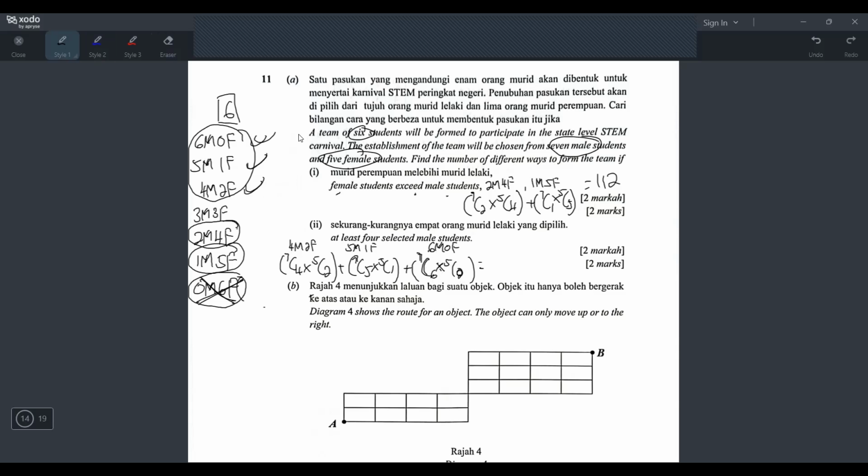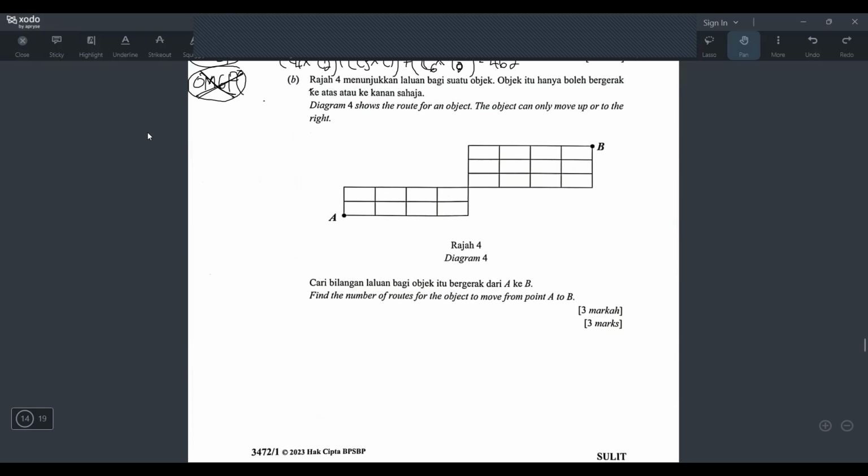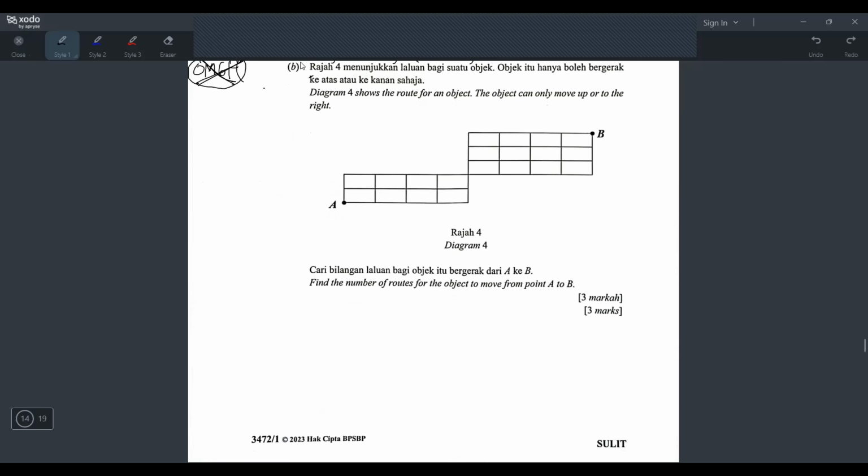7C4 times 5C2 plus 7C5 times 5C1 plus 7 times 1. Okay, my calculator give me 462. So that is the answer, right? It means there's 462 ways to choose if you want at least 4 male. Okay. All right. For my B question, let's read.